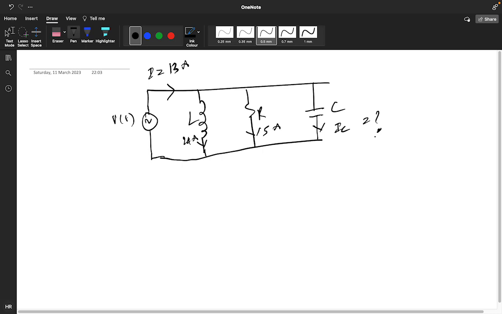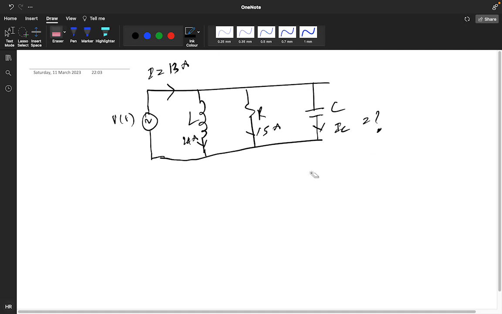It's 12. How much? 12. Yeah, IC value will come 12. How did you get 12? You did like this: 13 equals under root of 5 square plus IC square. Oh, you have considered the root of squares like this. Okay, that is great.